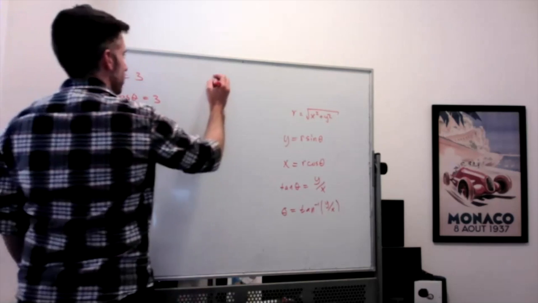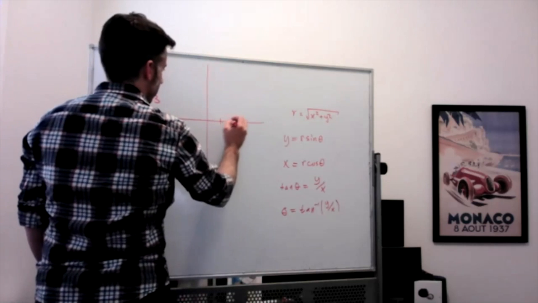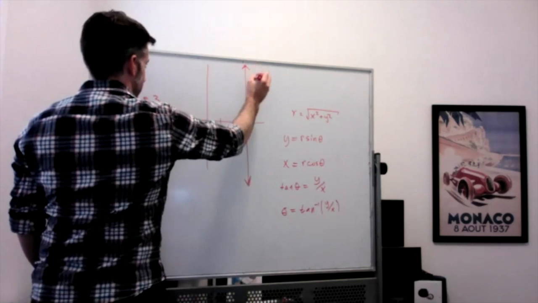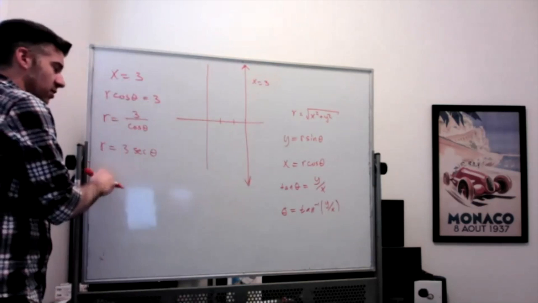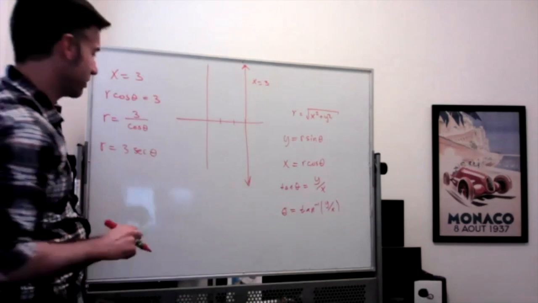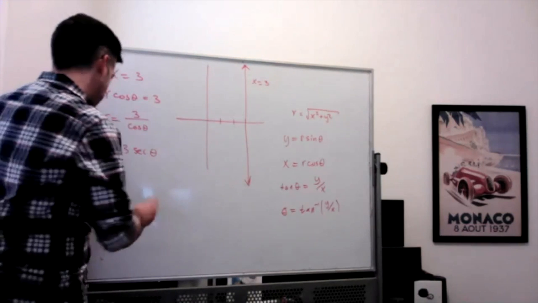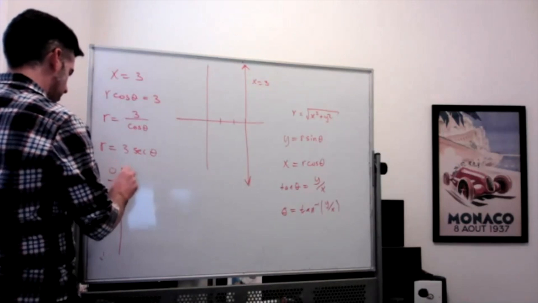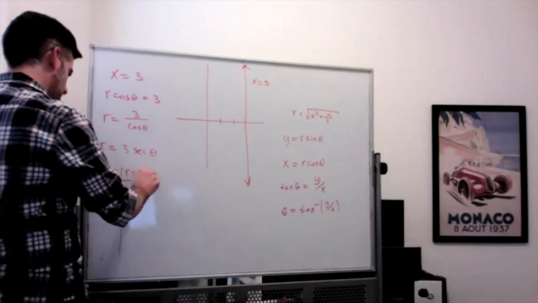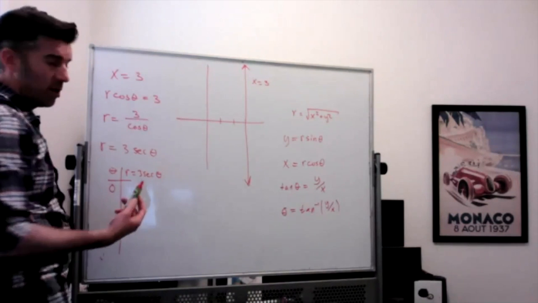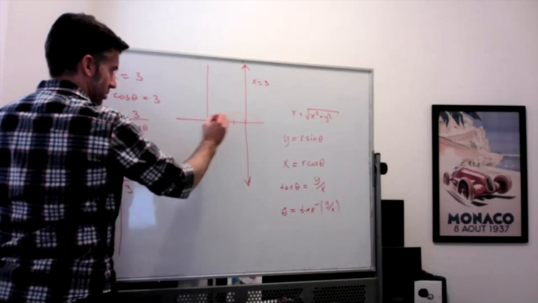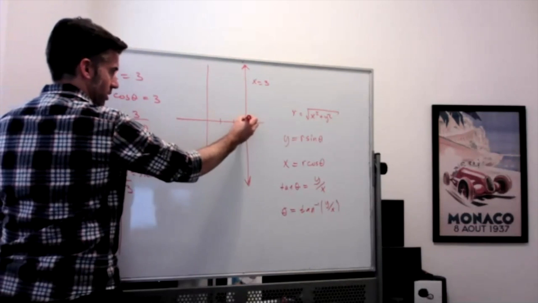That's kind of interesting. This line, x equal to 3, is also the equation r equal to 3 secant theta, which makes sense if you think about it. So let me point out how this works. If your angle is 0, secant of 0 is 1, so you get 3 times 1, which is 3. So your angle is 0, your radius is 3, right there.